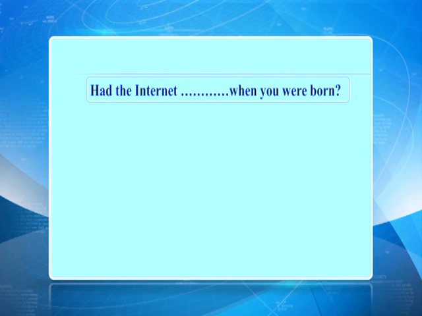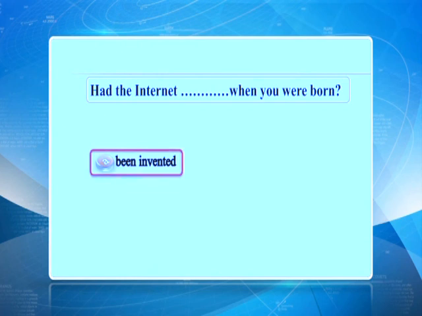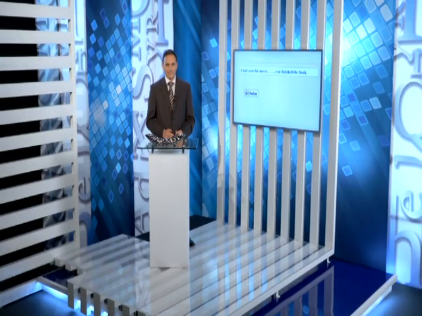Next sentence. Had the internet ___ when you were born? Been invented, invented, has invented, or invent? The right answer is been invented. Had the internet been invented when you were born? I had seen the movie ___ you finished the book. After, before, while, or yet. So I had seen the movie before you finished the book. Okay, so I had seen the movie before the other action took place.